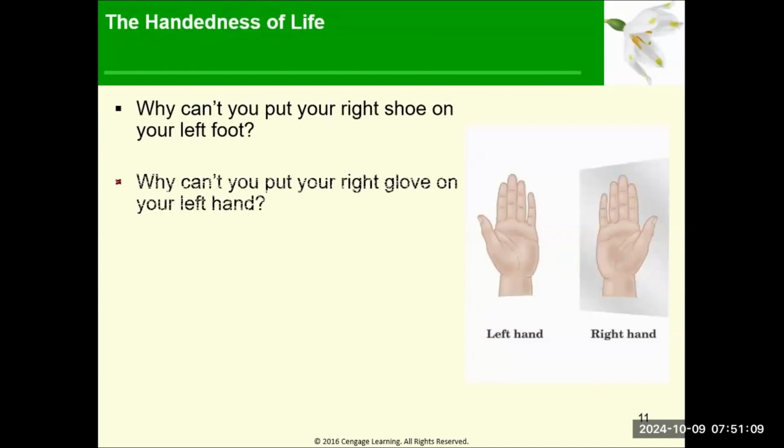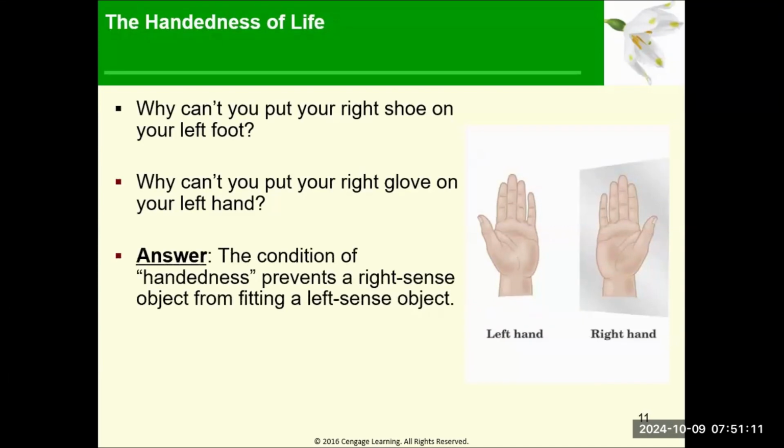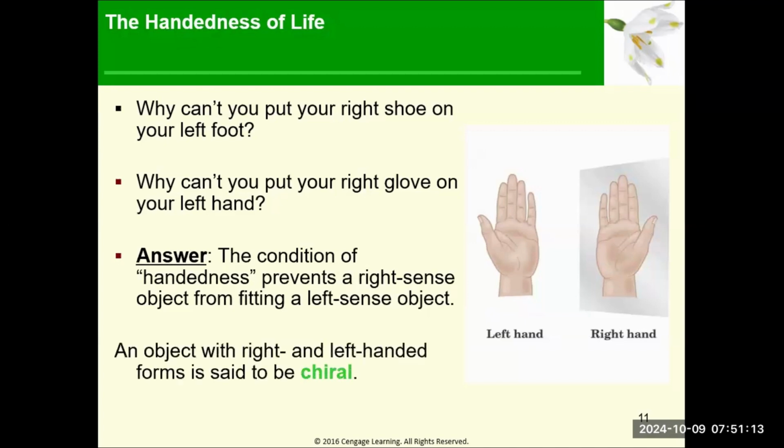All right, so when you're dealing with chiral centers and enantiomers, we have what we call handedness of life. So the questions we ask is, why can't you put your right shoe on your left foot? Why can't you put your right glove on your left hand? The answer is because of a condition called handedness, which prevents a right-sense object from fitting a left-sense object. An object that has left and right sense handedness is said to be chiral.